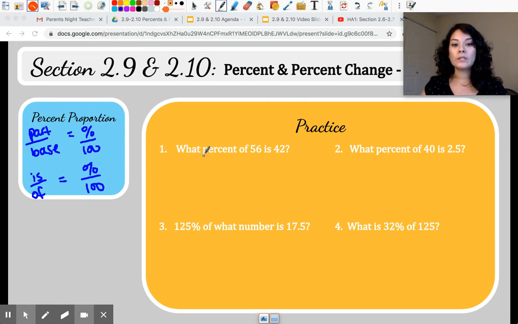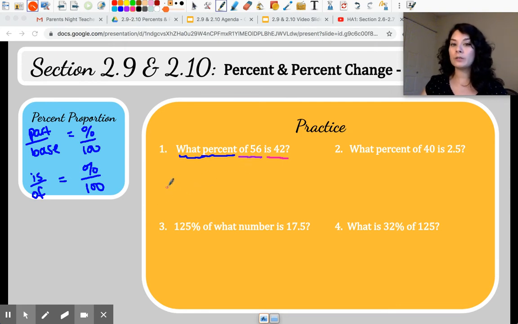It says, what percent of 56 is 42? Okay, so this is the question that I'm being asked. So the percent is actually what I'm going to be trying to solve for. Of 56, 56 is going to be my base or my of value, and then is 42 is my part or my is value, and will go in the numerator.